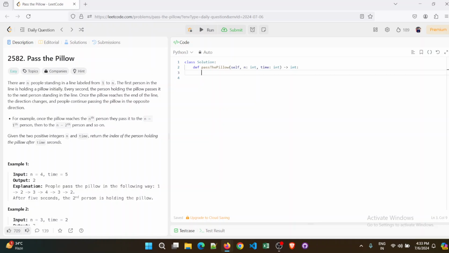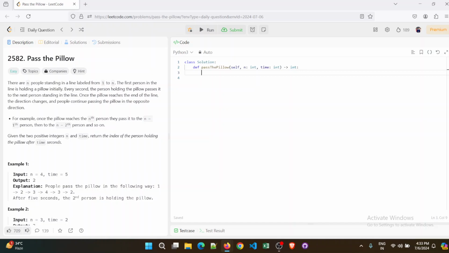Given two positive integers, the number of people n and time, the number of seconds that have passed, our task is to determine which person will be holding the pillow after time seconds. Let's understand with an example. Let's say n equals 4 and time equals 5.